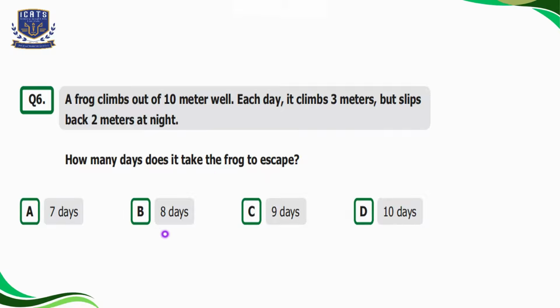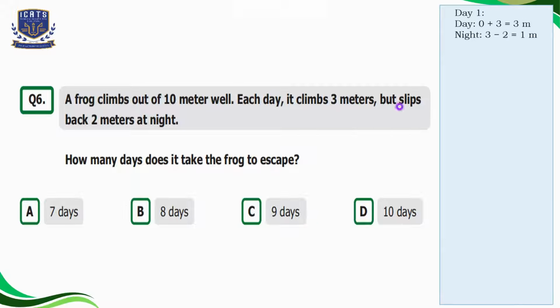Option A is 7 days, option B is 8 days, option C is 9 days, and option D is 10 days. So on day 1, the frog will climb 3 meters, but at night he will slip 2 meters down. It means that he has just covered 1 meter. On day 2, he will climb 3 meters and 1 meter of the previous day will be added here, so the total will be 4 meters, and he will slip 2 meters down. So it means that he has covered 2 meters distance.